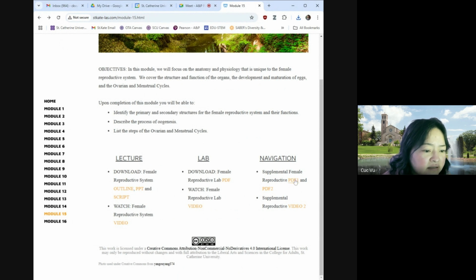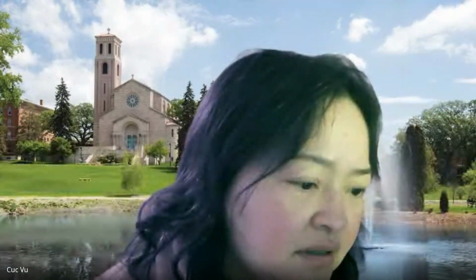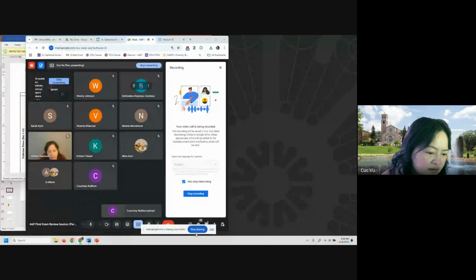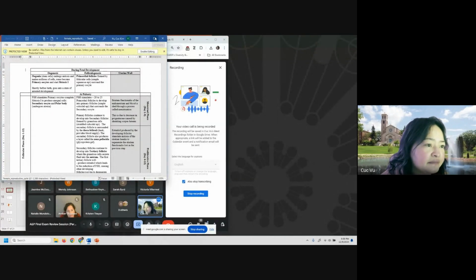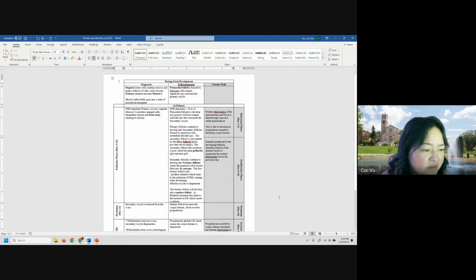Why is it being blocked? Okay, so that means I have to share this screen with you. Google makes it so hard to share screens. Okay. Stop sharing. Okay. So it is this one right here. Can everyone see the cognitive map?